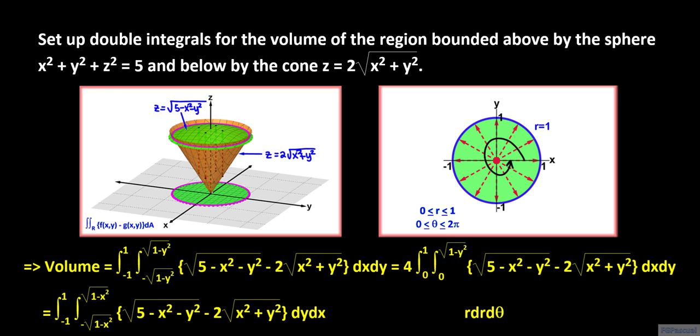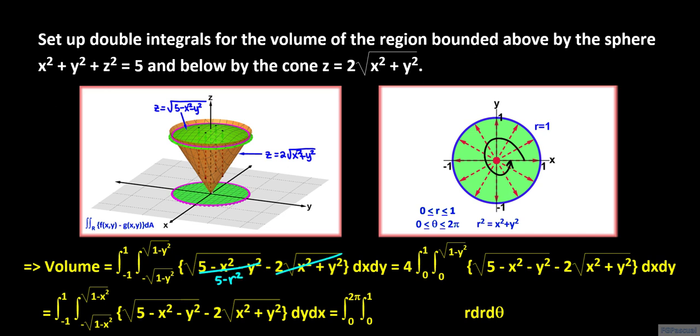And so to write the volume double integral in polar coordinates, we first write the integral from 0 to 2 pi for theta, the last variable of integration. Then it's the integral that goes from 0 to 1 for the variable r, the first variable of integration. To determine the integrand, we use the conversion equation r squared equals x squared plus y squared. 5 minus x squared minus y squared becomes 5 minus r squared.